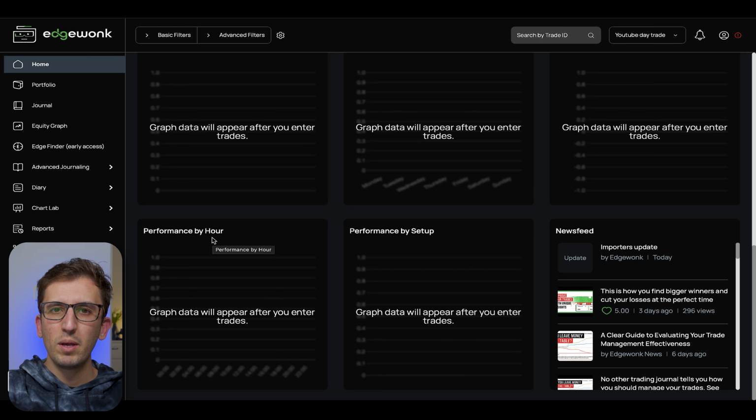So this will help you because maybe you might see that you take trades at 10 a.m. and they all lose. So maybe it might tell you, okay, but at 9 when you take the trade, you win a lot more. So that means that with this data, you can now adjust your trading plan a little bit so that you can maximize your profits.